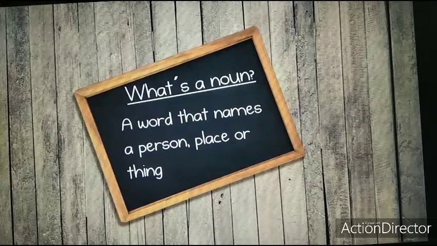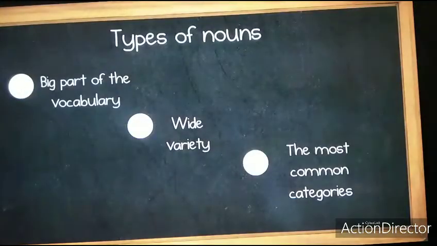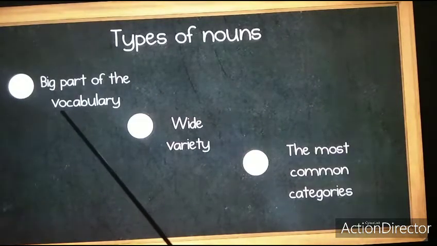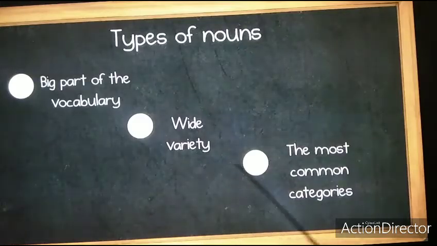And the answer is that a noun is a word that names a person, a place, or a thing. Nouns can play a lot of roles in the English language. They can be the subject and they can be the object. Types of nouns. They play a big part of the English vocabulary because they come in a wide variety of types. Here are the most common categories.